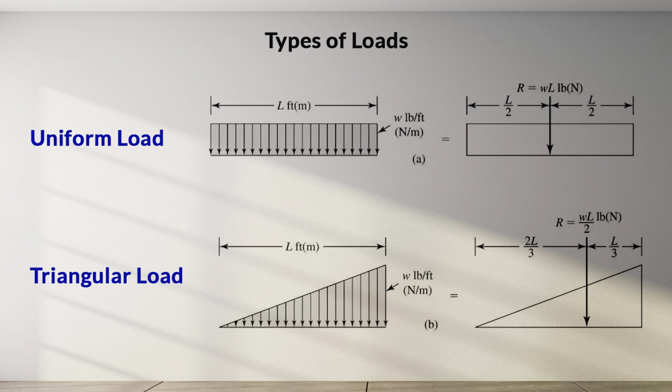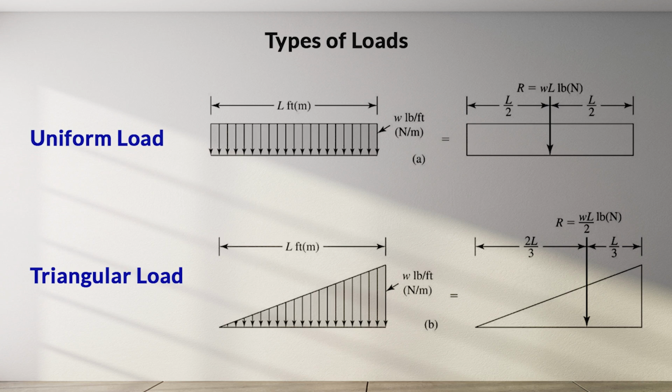The second type is the triangular load. A triangular load varies uniformly from 0 on one end to a maximum on the other end. The height represents the load per unit of length, and the length is the distance over which the load acts.